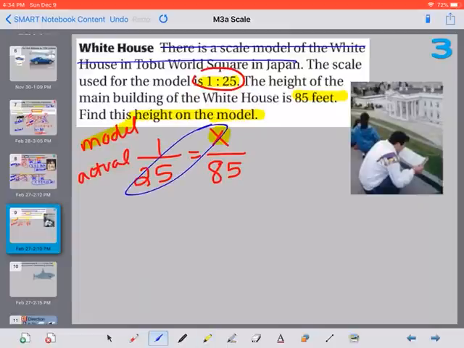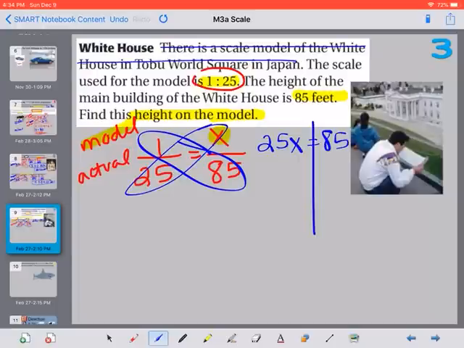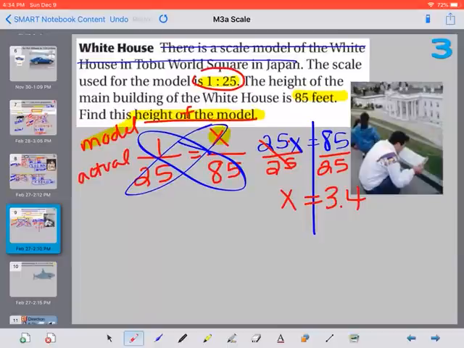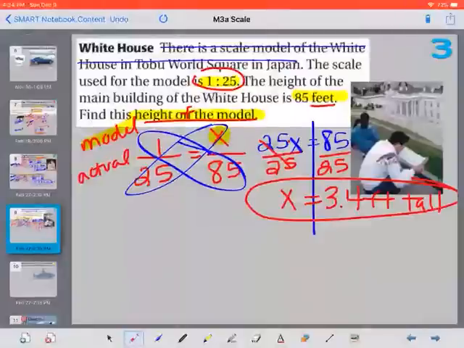So let's cross multiply. 25 times x is 25x. 1 times 85 is 85. Set them equal to each other. And the opposite of multiply is divide. We're dividing by 25. So 85 divided by 25. I'm going to plug that in my calculator. We get 3.4. So what did I just find? It said find the height, which should say of the model. The height is 3.4. We're talking about feet, so 3.4 feet tall. That's the height of the White House model.